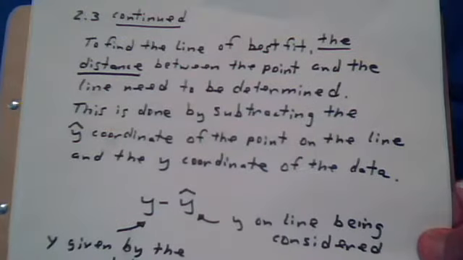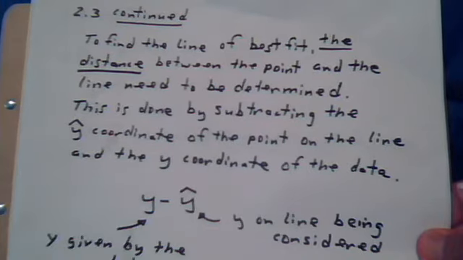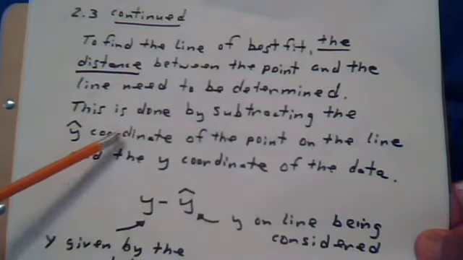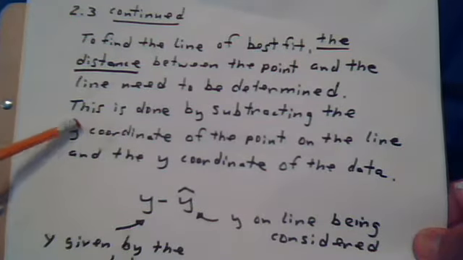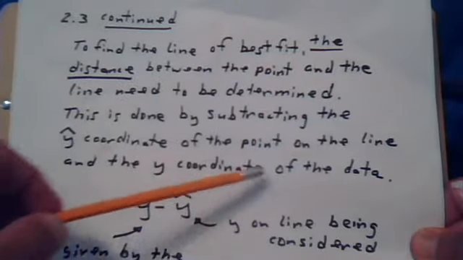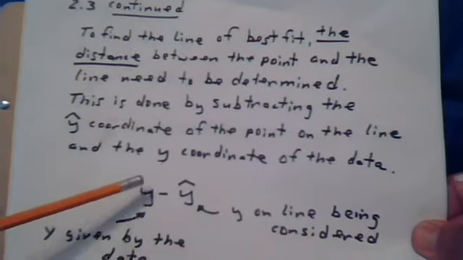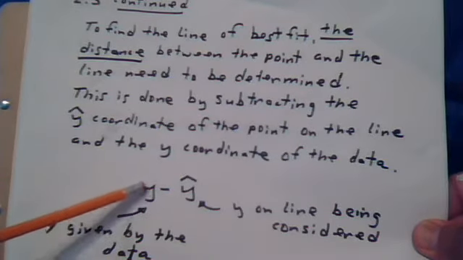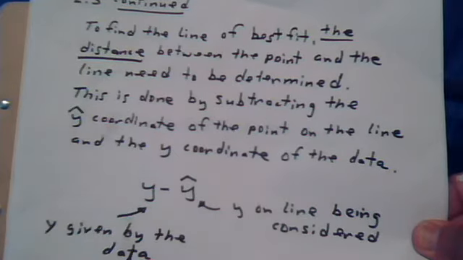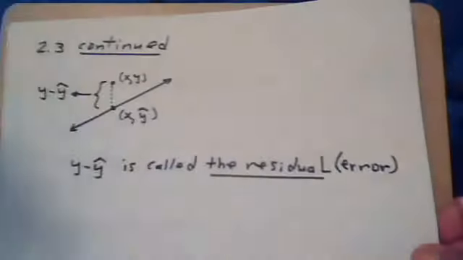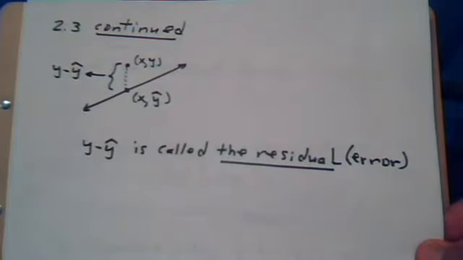To find the line of best fit, the distance between the point and the line needs to be determined. This is done by subtracting the y-coordinate of the point on the line. Notice the point on the line is going to have a little hat on the y-coordinate, and the y-coordinate of the data doesn't have a hat. So this y is data y, and this y is line model y. This difference represents the distance away from the line.